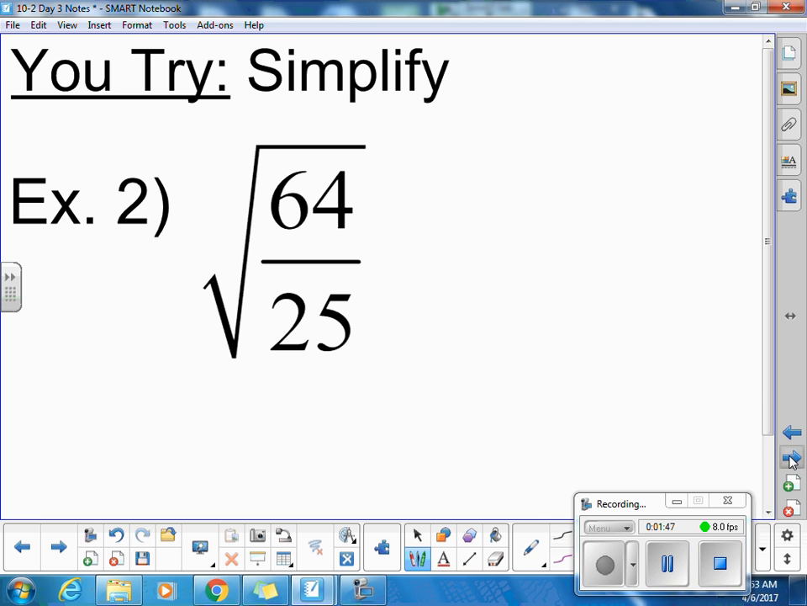All right, you go ahead and try this and come back to me when you're done. So put me on pause. Otherwise, you'd have square root of 64 over square root of 25. Plug it into your calculator, you get 8/5.